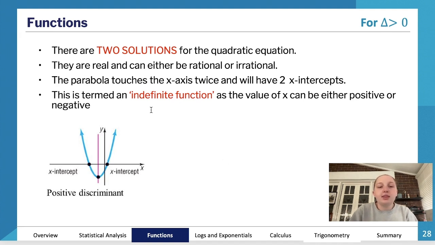And then this is what you call an indefinite function, because the value of x could be positive or could be negative. You could have two positive x-intercepts, you could have two negative x-intercepts, one negative, one positive. It just means if your discriminant is greater than 0, that you're going to have two solutions.